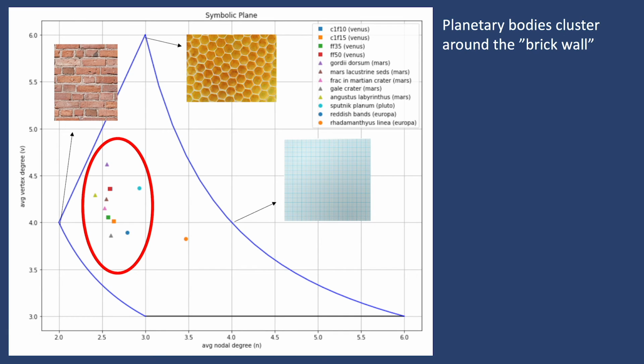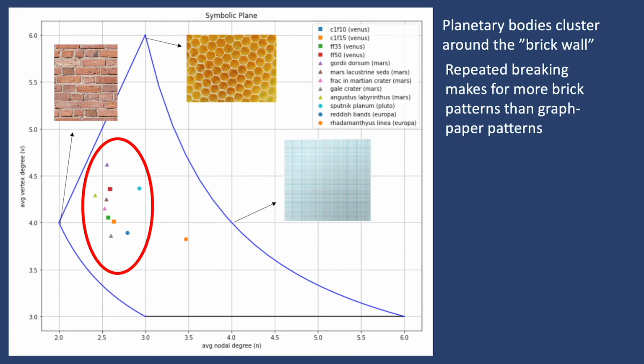Now, why is that? Well, the absence of graph paper pattern has to do with the trajectories mentioned prior. So with the repeated breaking in half of these initial grid-shaped patterns, you're driving the system to look more and more like bricks with each repeated instance of breaking. You can imagine that as these cracks sit exposed on the surface for longer periods of time, you're going to end up with more brick-shaped patterns on average than grid-shaped patterns.